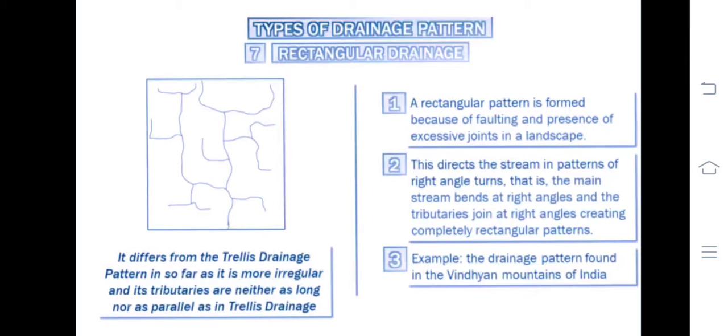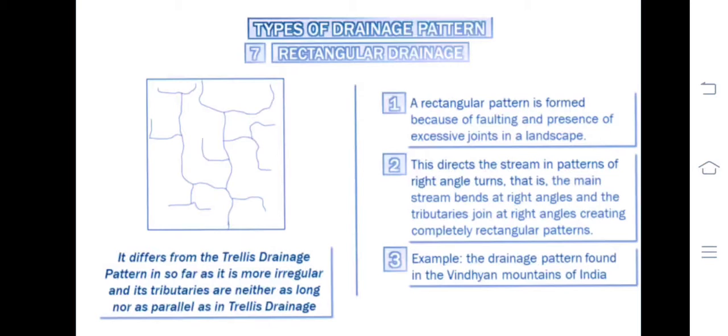A rectangular pattern is formed because of faulting and the presence of excessive joints in a landscape. It is developed because of faulting. In a fault, there is a gap between two rocks, two structures, maybe because of some tectonic actions. Because of the fault and the excessive joints, the stream is directed in right angle turns. The main stream bends at right angles and the tributaries join at right angles, creating completely rectangular patterns.